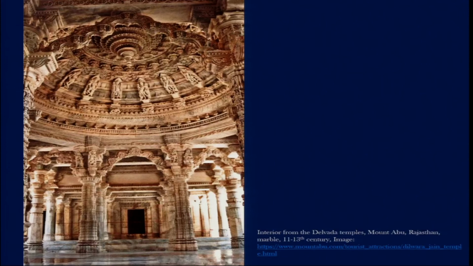So from there if we move on a little further, we see some of the temples. For example, the Delwara temple in Mount Abu, and then the Ranakpur temple complexes.